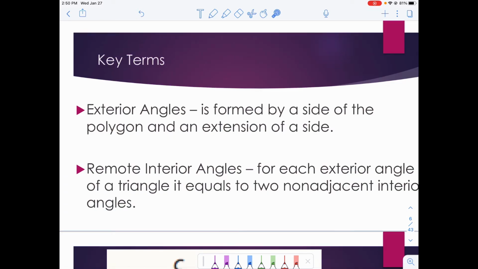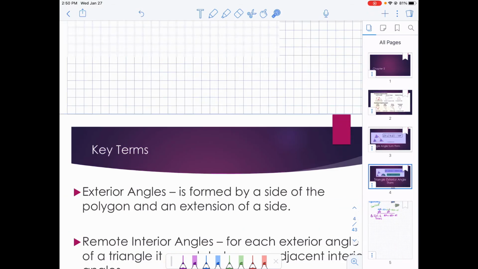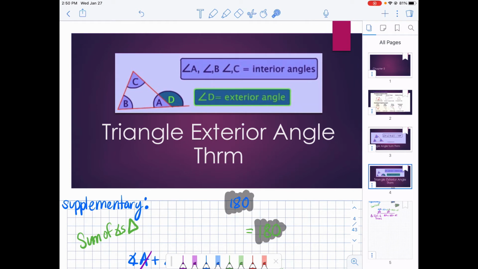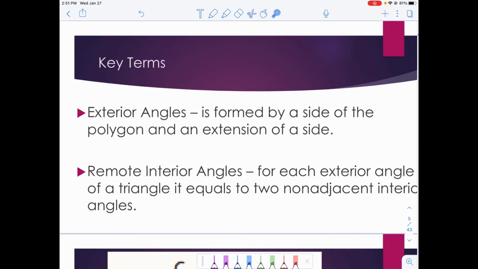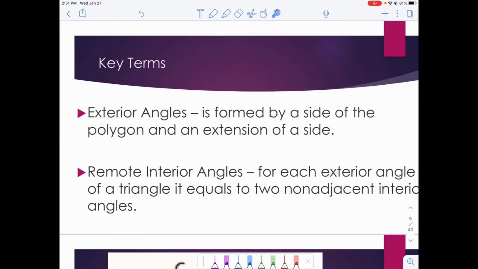Now, I didn't define with you what an exterior angle is, and I'll do that really quickly right now. If we go back to that slide, we can see that an exterior angle, which is D, is made by the side of a polygon and the extension of our polygon. So again, the side of a polygon and the extension. So that's what the first definition is here. It's formed by the side of a polygon and an extension of a side.